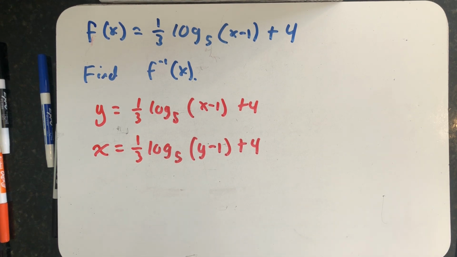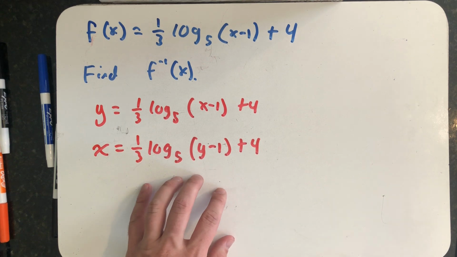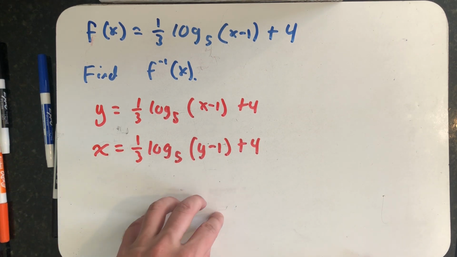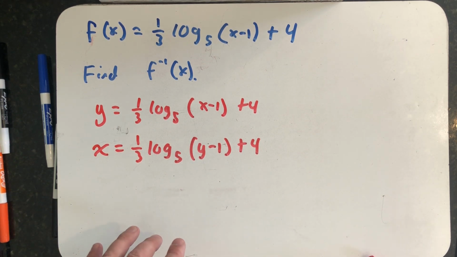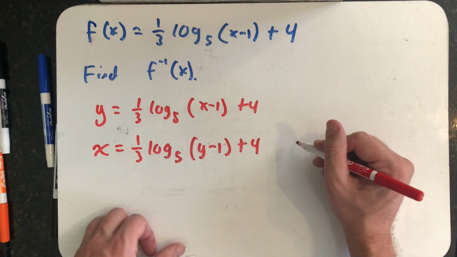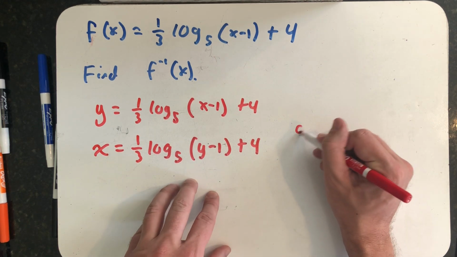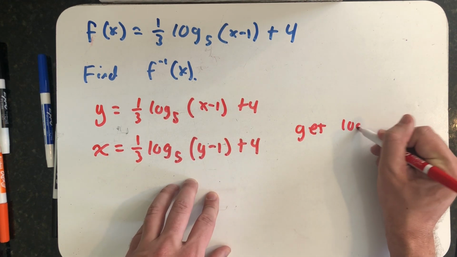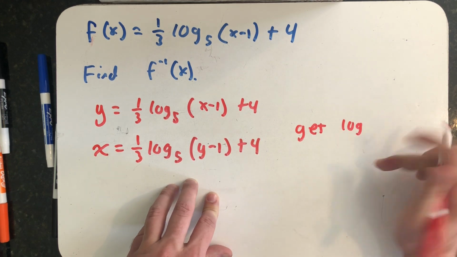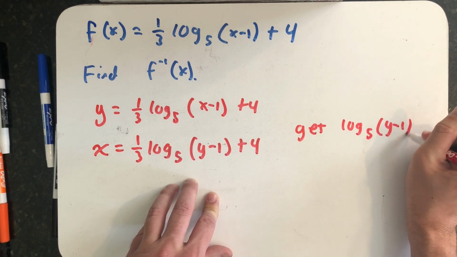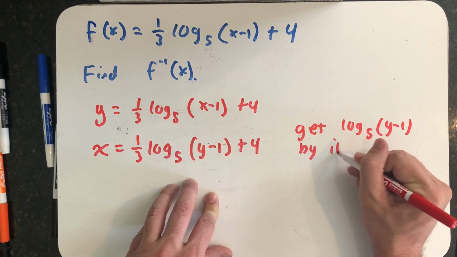And I think that's going to be easiest to do if I write this so that it is a logarithm equals something. Because that way, I'll be able to use the definition of logarithm to rewrite this as an exponential function. So from here now, my goal is to get the logarithm by itself. So get the log base 5 of y minus 1 by itself.